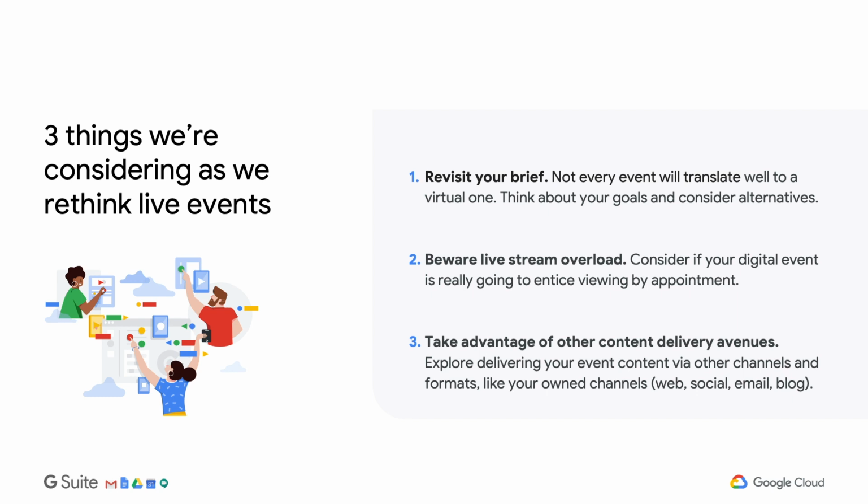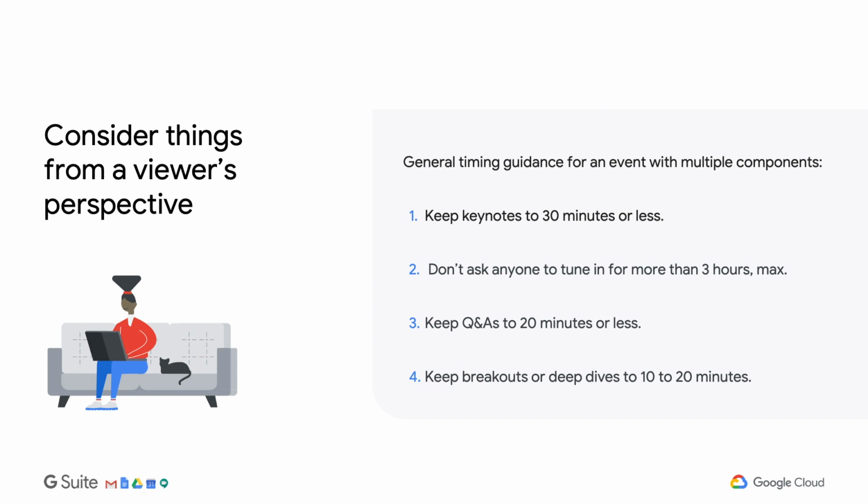It is also very important for you to consider your viewer's perspective. Here is some general timing guidance for an event with multiple components. First, keep your keynotes down to 30 minutes or less. Second, don't ask anyone to tune in for more than 3 hours maximum. Third, keep your Q&As down to 20 minutes or less. And lastly, keep your breakout sessions or deep dives to 10 to 20 minutes.